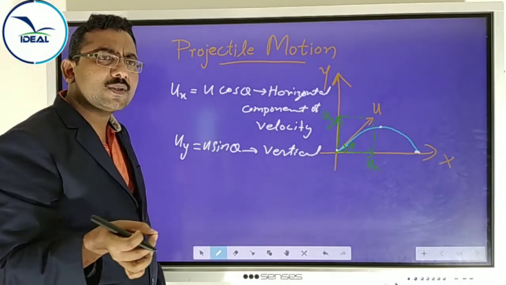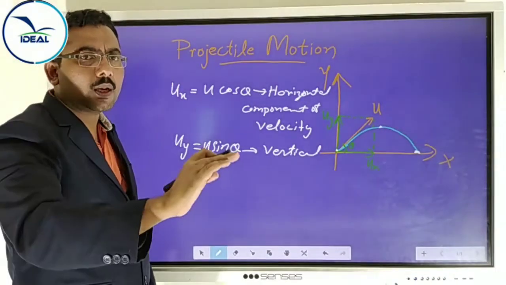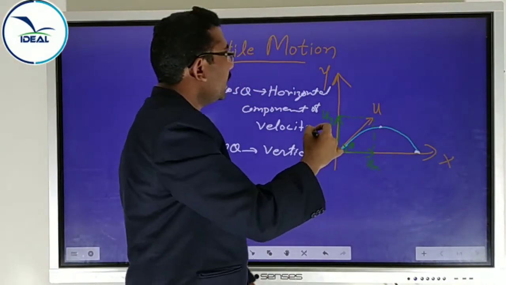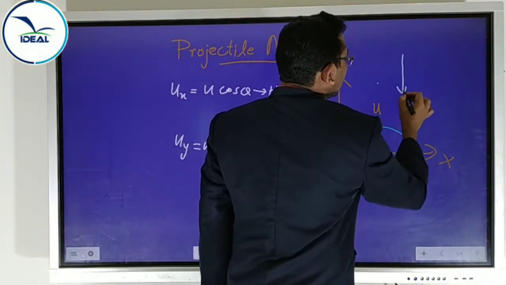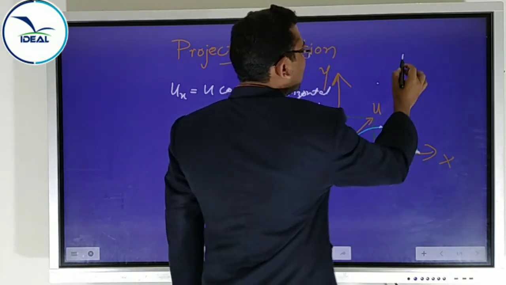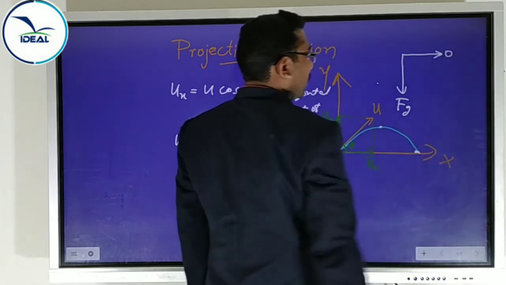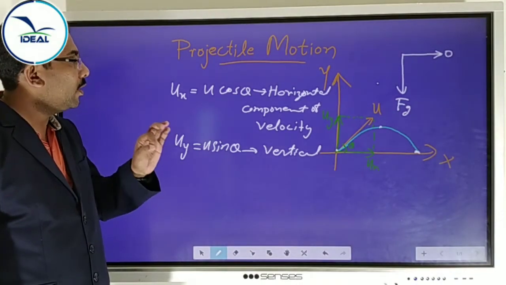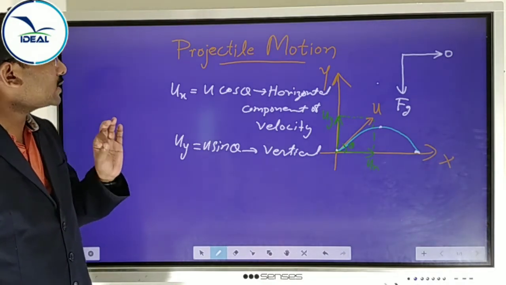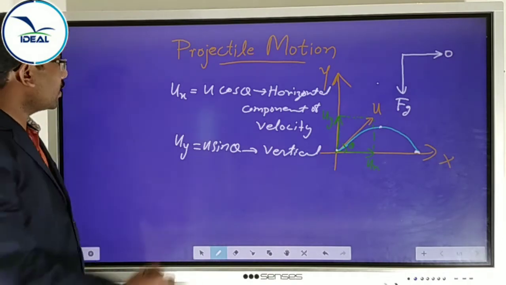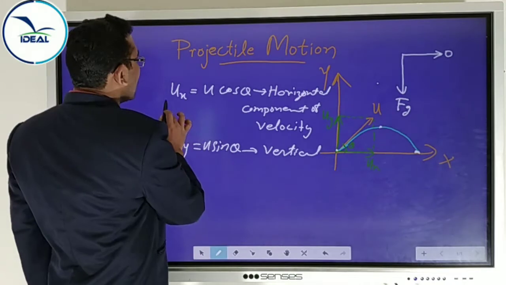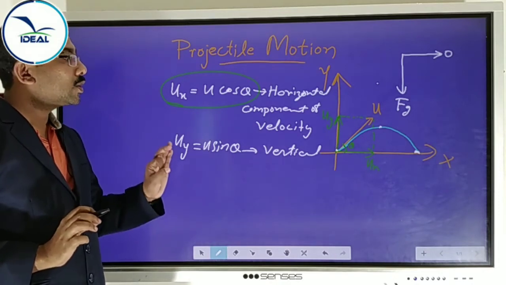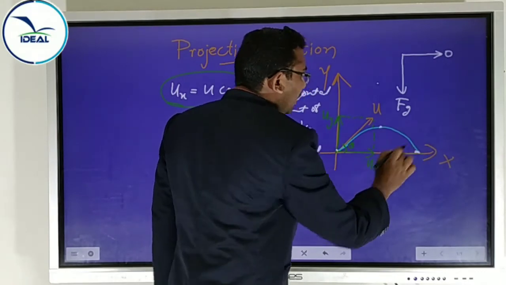Gravitational force has only a vertical component, no horizontal component. It is acting vertically downward. At 90 degrees, gravitational force is downward. Horizontally it is equal to 0. So it does not affect the horizontal motion of the body. So the velocity is constant in horizontal motion. What is the horizontal velocity? Yes, u cos theta. U cos theta is constant throughout the motion. From here to here it is the same.